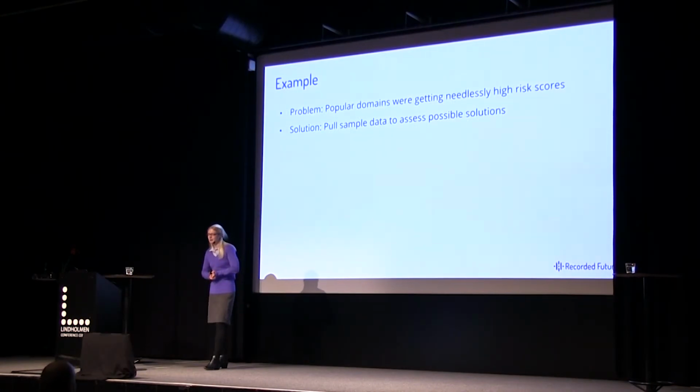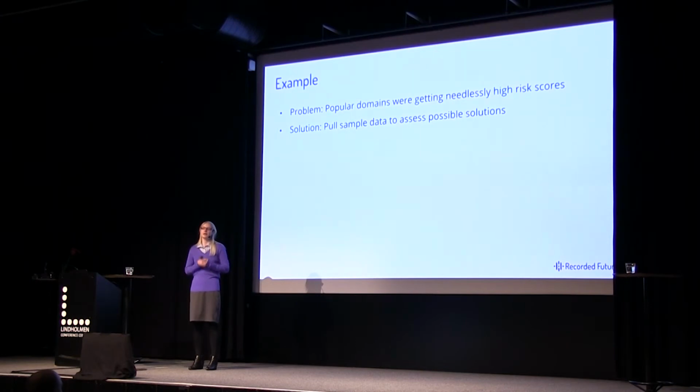As an example here, we ran into some issues where really popular, high traffic domains, think of things like yahoo.com, were getting risk scores that were higher than were practical for anyone to work with, whether or not that was based on reality. So then we, of course, pulled some sample data to look into possible solutions.